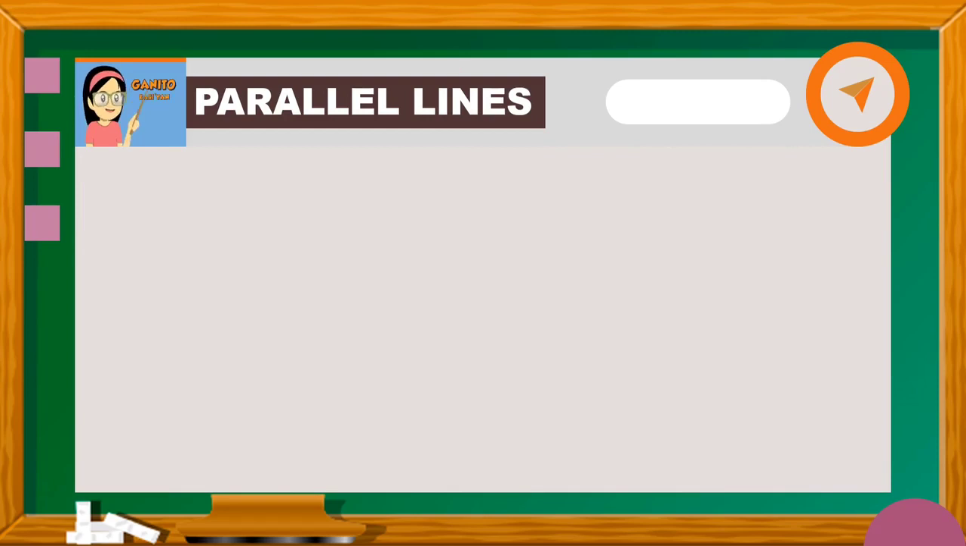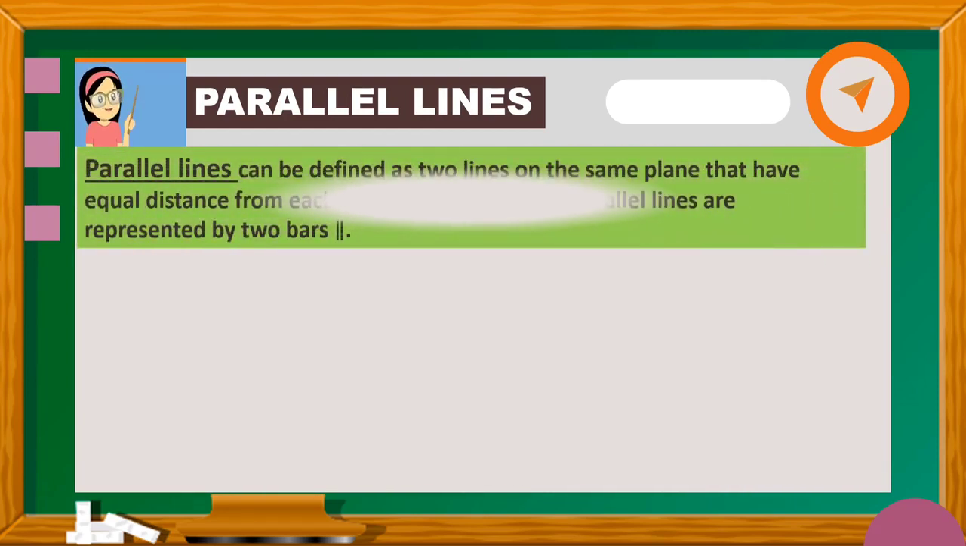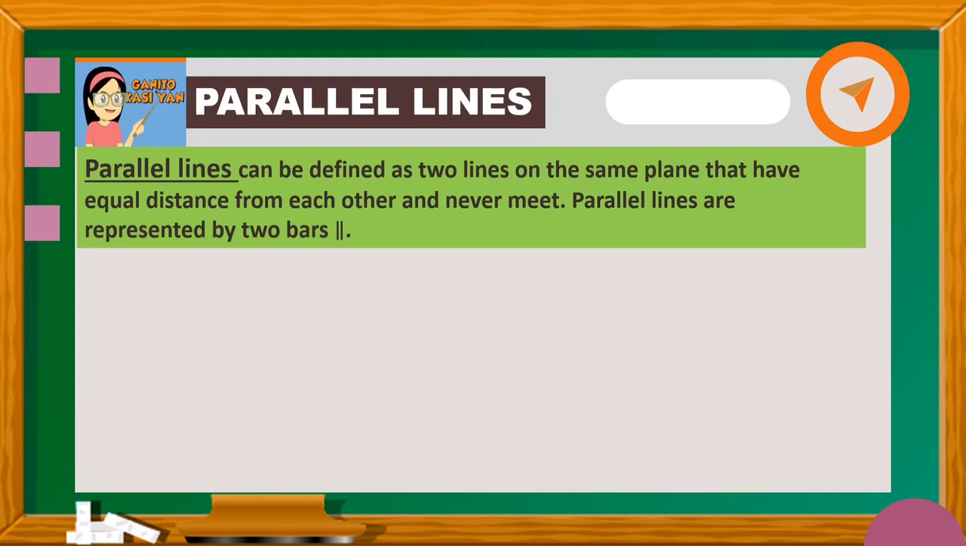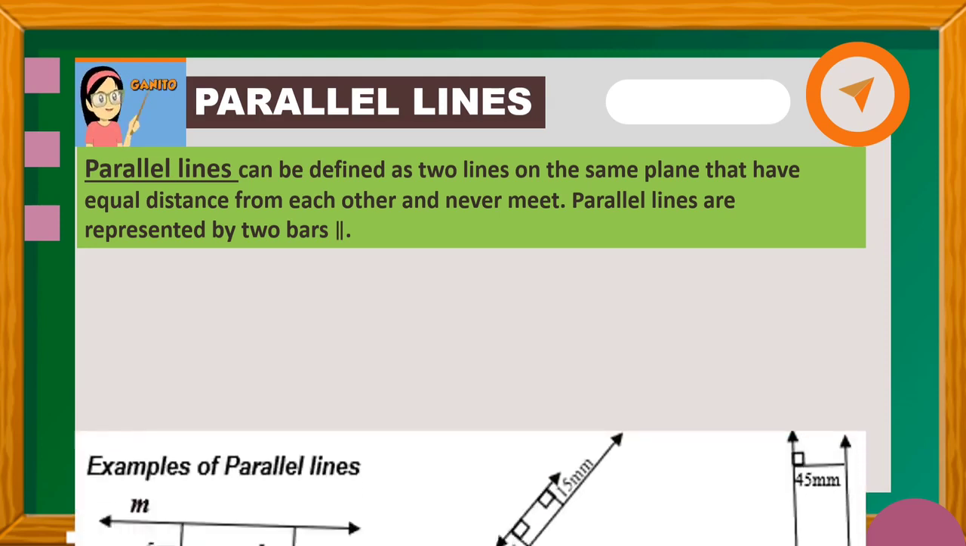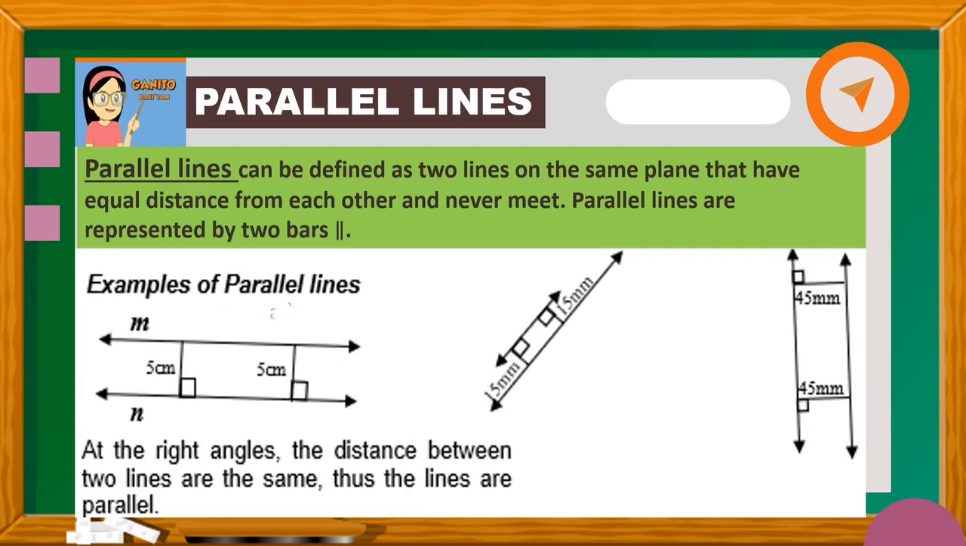Parallel lines. These are two lines on the same plane that have equal distance from each other and never meet. Parallel lines are represented by two bars. We have here examples A, B, and C. In example A, line M is parallel to line N. At the right angles, the distance between these two lines is the same, which is 5 centimeters.